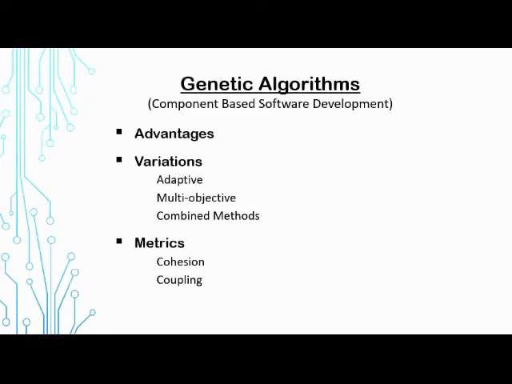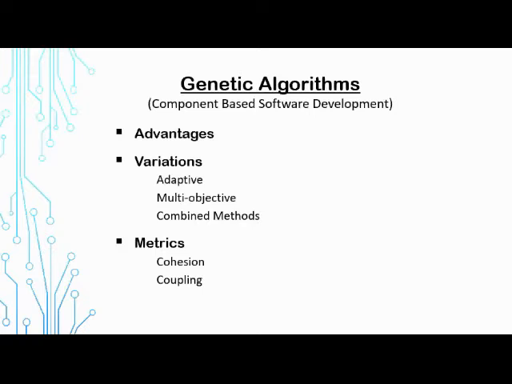Genetic algorithms are heuristic search algorithms which have been applied to component-based software development. The advantage of these algorithms is that they're able to rapidly explore a solution space, generating a large number of possible solutions, which can then be sifted through by human experts to select the best ones. In fact, genetic algorithms have been shown to produce solutions of better quality than human experts alone. There are many variations of genetic algorithms which have been applied to component-based software development.